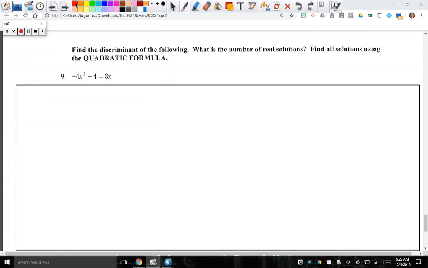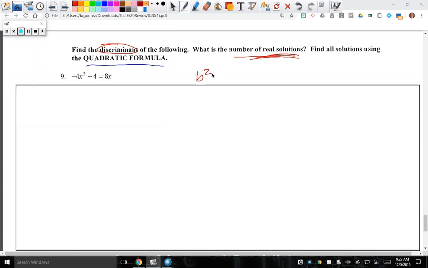Alright, so number 9 on the non-calculator portion is looking at using the discriminant to find the following. What are the number of real solutions that I will have? Find all the solutions, then, using the quadratic formula. So again, some people will use this, a lot of people won't. I think it's very beneficial because it saves you time, and if you're good at it with speed, you're going to do it anyway.